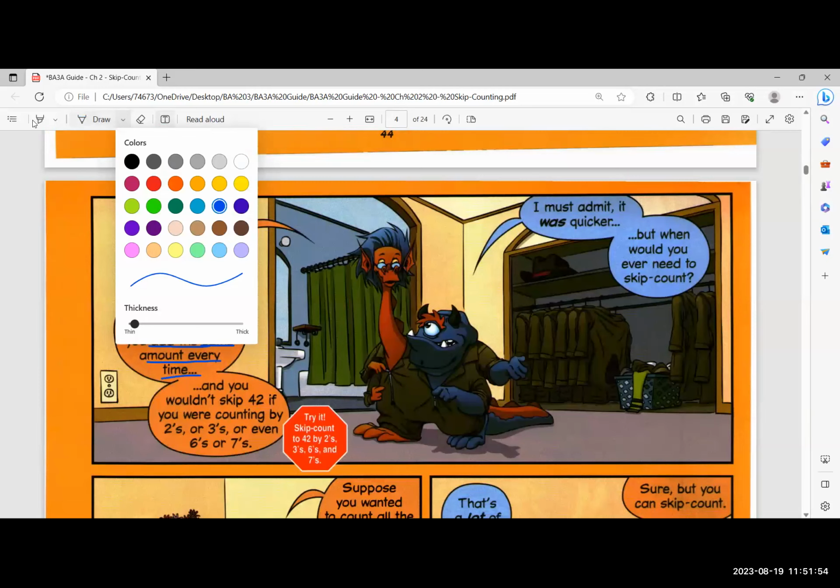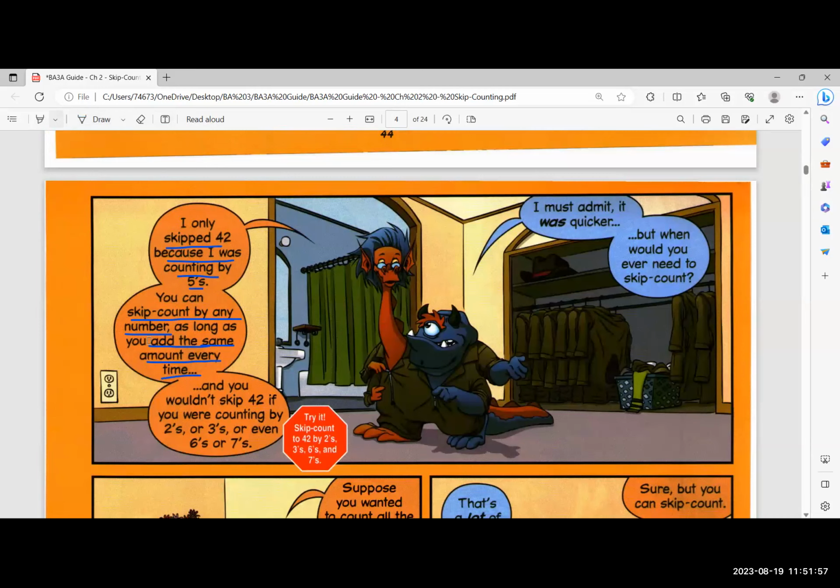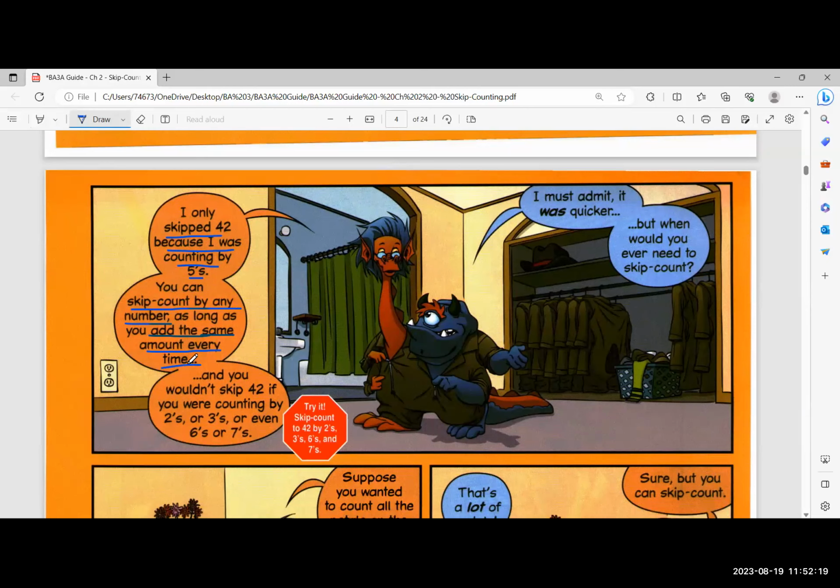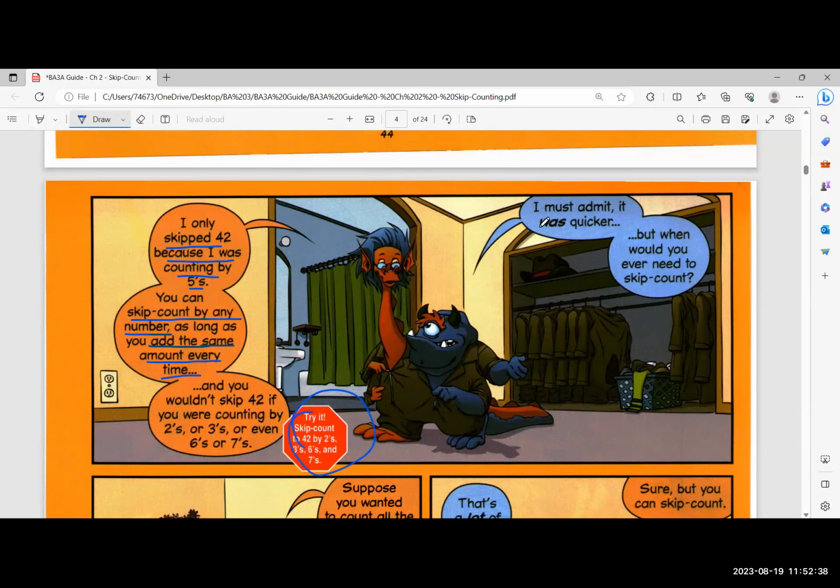Okay, let's keep going. If you want to take notes, it's the same amount every time. And you wouldn't skip 42 if you were counting by twos or threes or even sixes or sevens. Maybe we won't try this because we ran out of time, but you guys can try this on your own. It's actually pretty fun.